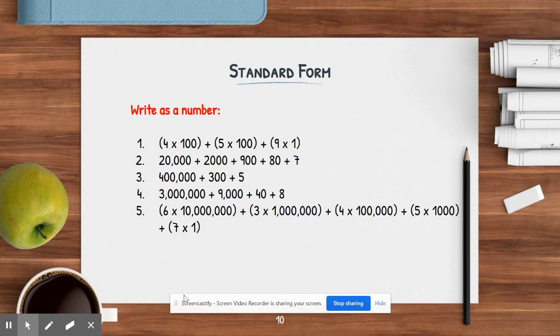Do I have any 100,000s? Yes. How many? 4. I have 400,000, so that one's done. Do I have any 10,000s? No. What do I have to put there? 0. Do I have any thousands? Yes. How many? 5. Do I have any hundreds? No. What do I gotta put? 0. Do I have any tens? No. 0. Do I have any ones? Yes. 7. That's your standard number: 63,405,007.